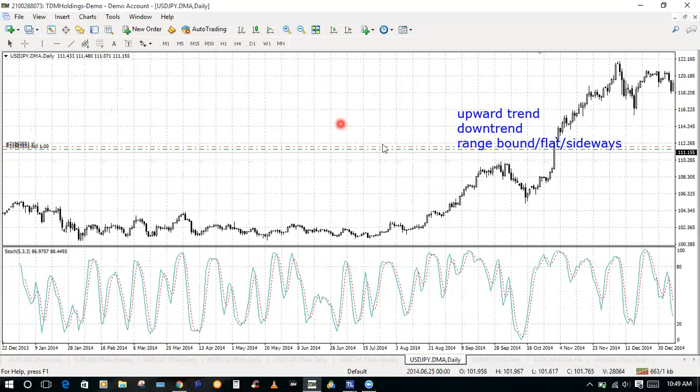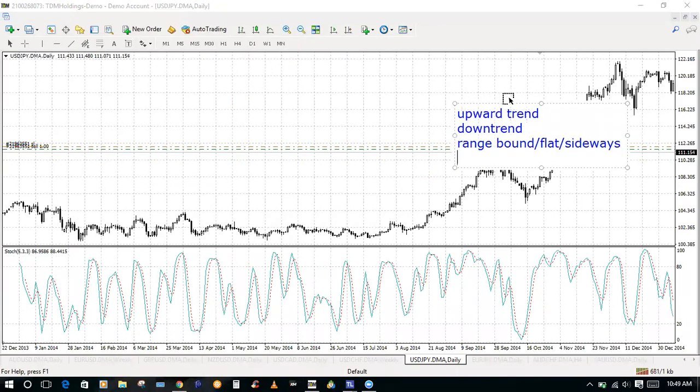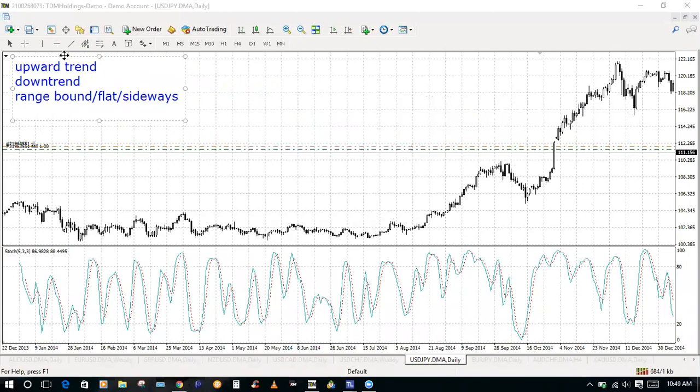Let's take this one for example here. Okay, so in a downtrend scenario, as you guys may know by now, the market is going to make lower highs and lower lows, right? And then the opposite is true in an upward trend. Okay, we're going to make higher highs and higher lows, right?